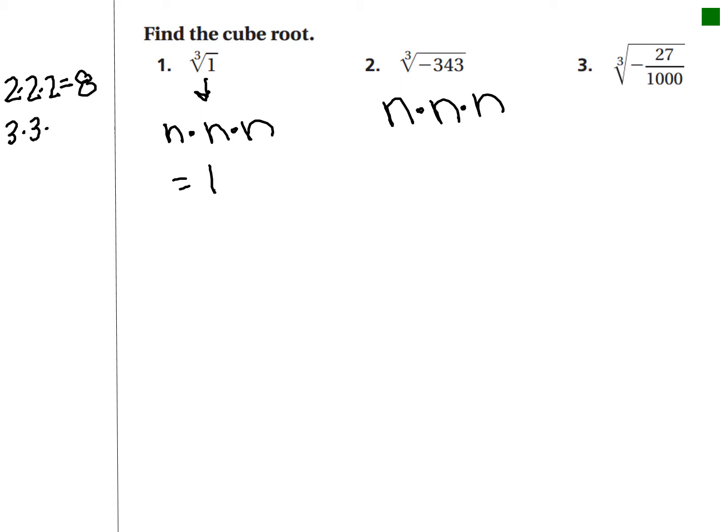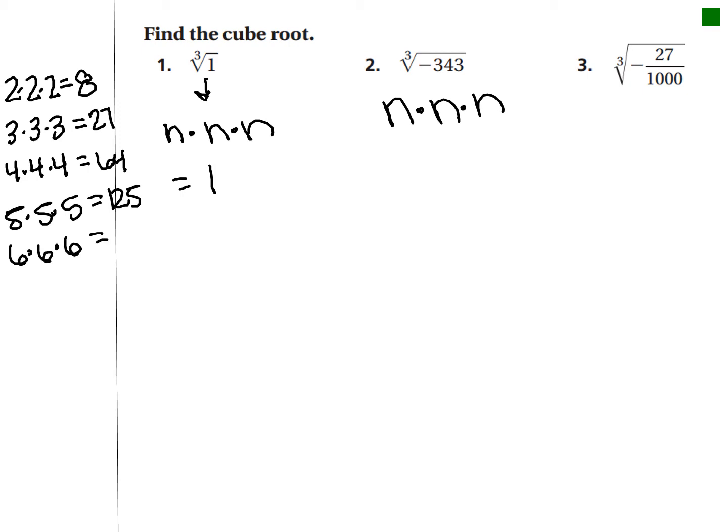3 times 3 times 3. 3 times 3 is 9. 9 times 3 is 27. 4 times 4 times 4. 4 times 4 is 16, and 16 times 4 is 64. 5 times 5 times 5 is 25 times 5. That's 125. 6 times 6 times 6. 6 times 6 is 36. 36 times 6 is 216. We're getting closer. I'm trying to get to the 300s.